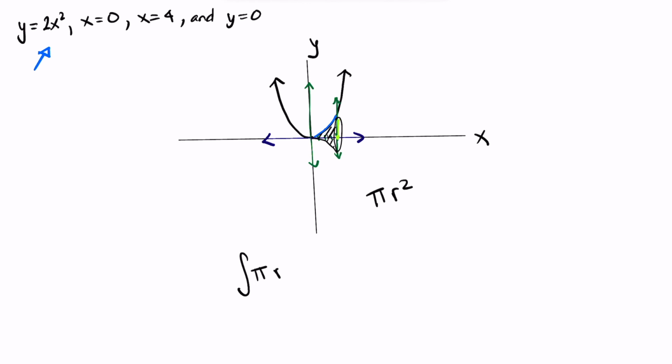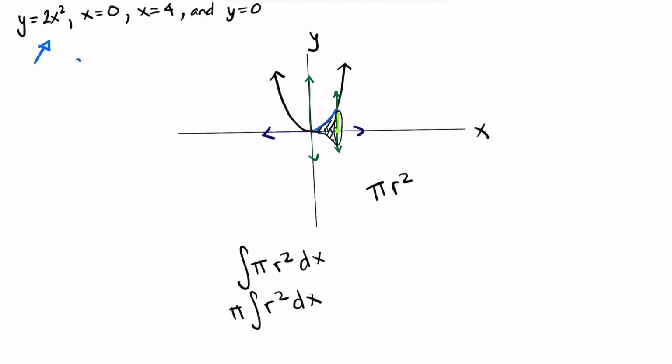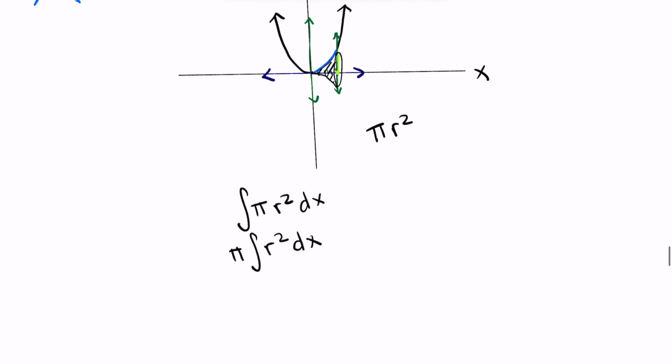So pi r squared dx. Like I said, you could put the pi in front. This is a constant. So we got r squared dx. So we know the radius is 2x squared. So let's go ahead and input that. So we got 2x squared, squared. And we also know the bounds, which is right here and here, which is 4 and 0.